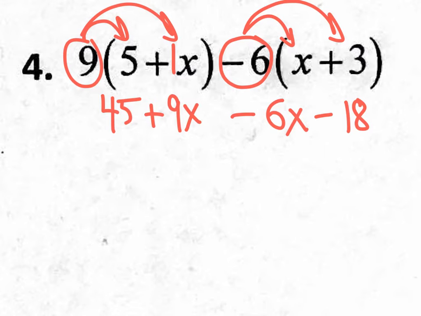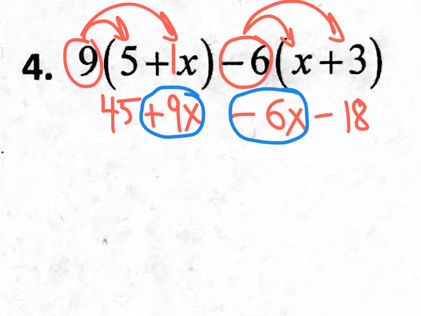We could combine the x's with the x's and the numbers with the numbers. So I want to combine the positive 9x with the negative 6x. What do we end up with? 3x, right? So we end up with positive 3x. Guys, this is not 3x squared, right? The only time exponents change is when you're multiplying. Right here we're not multiplying, so we just end up with 3x. We're combining. We're subtracting right there.